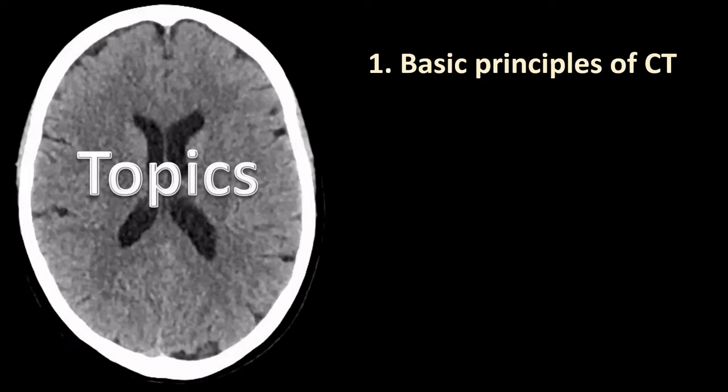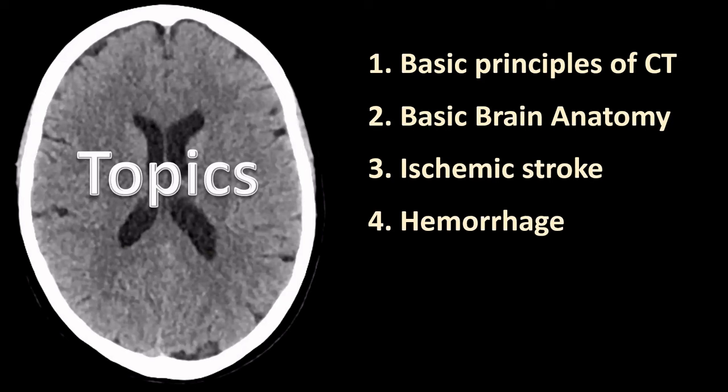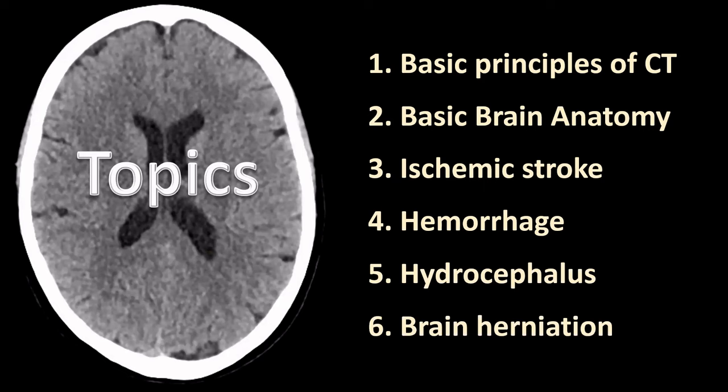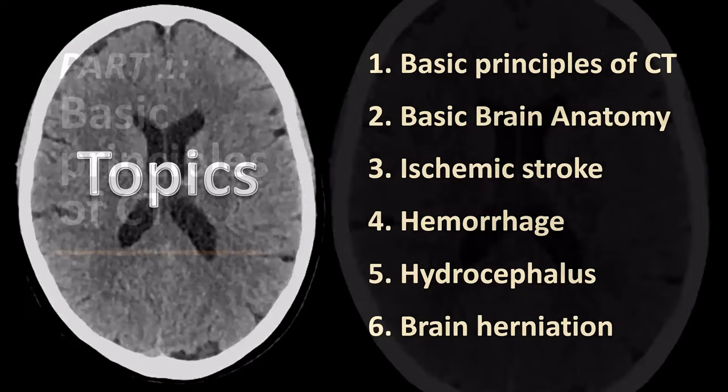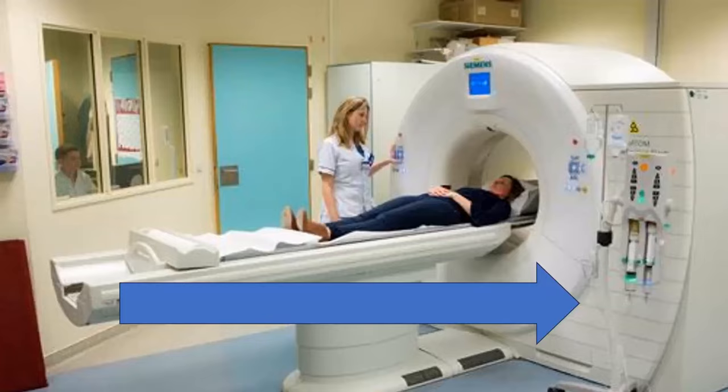I'm going to start with a brief description of the physical principles of CT. Then we're going to discuss basic brain anatomy, followed by a discussion on the imaging appearance of several pathological entities like an ischemic stroke, an acute cerebral hemorrhage or intracranial hemorrhage, hydrocephalus, brain herniation, and then some other entities I believe every radiologist should be able to recognize on CT. Let's start with the basic principles of CT.